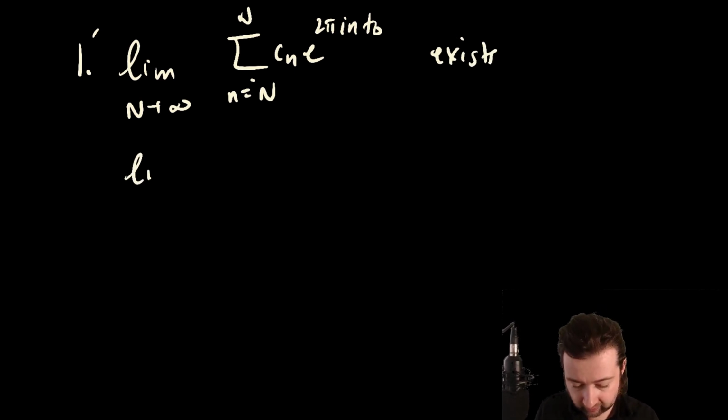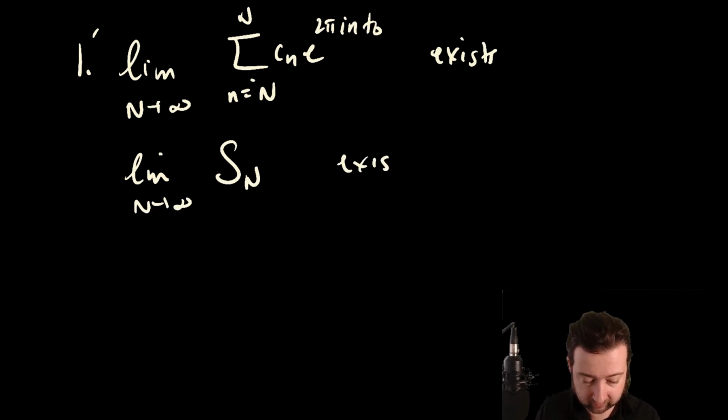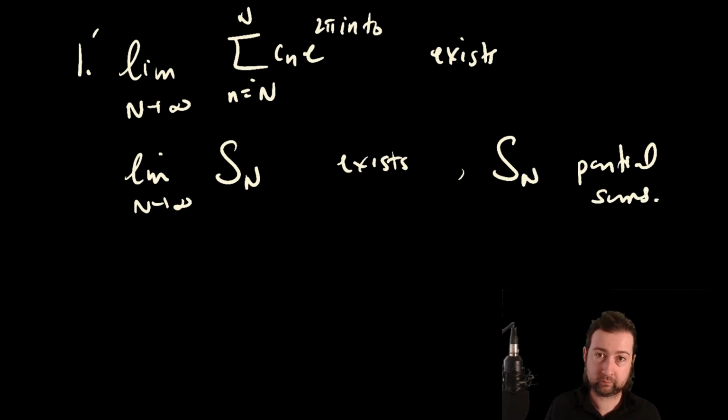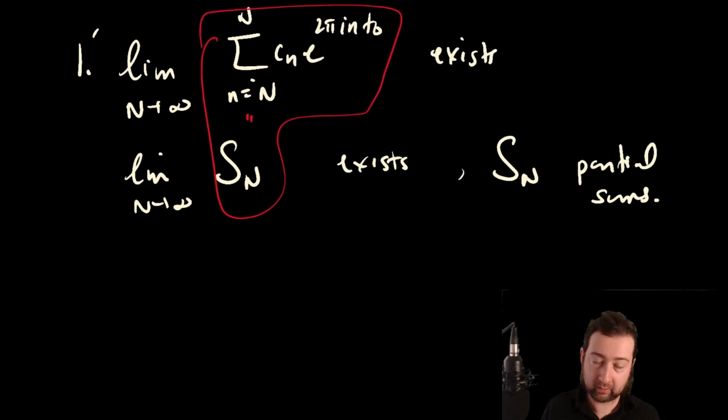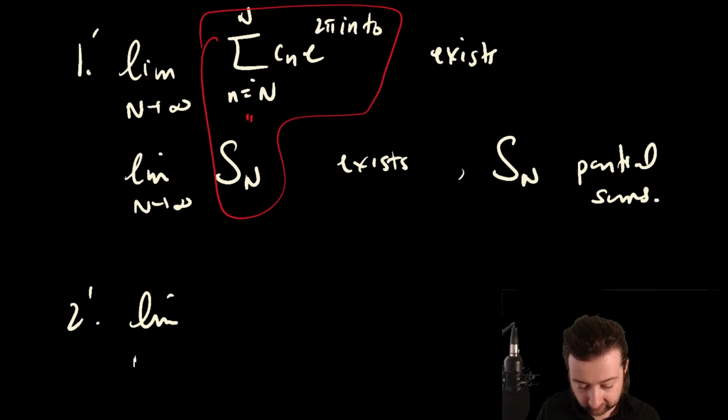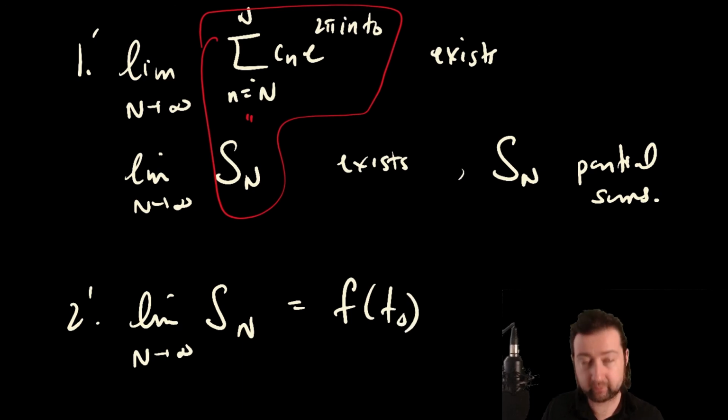In shorthand, we might say that the limit as n goes to infinity of Sn exists, where Sn is called the partial sums. And the second condition says not only does the limit exist, but the limit equals what we want it to. That the limit as n goes to infinity of Sn is actually equal to f of t naught. Two different conditions. One, the limit exists. Two, the limit is equal to the function at that point.